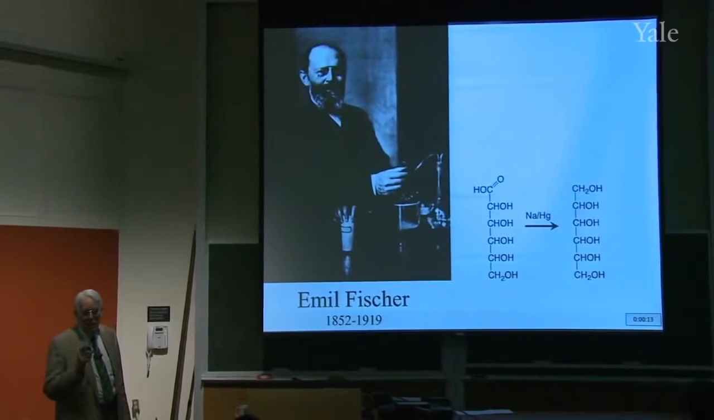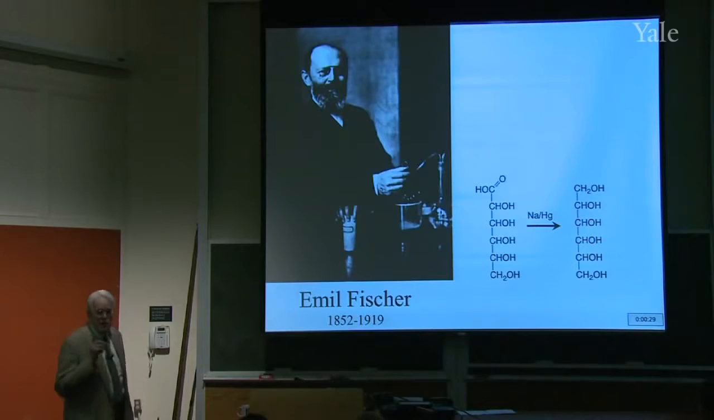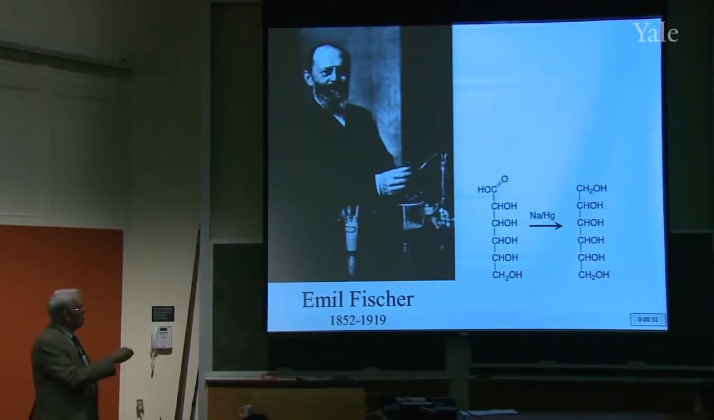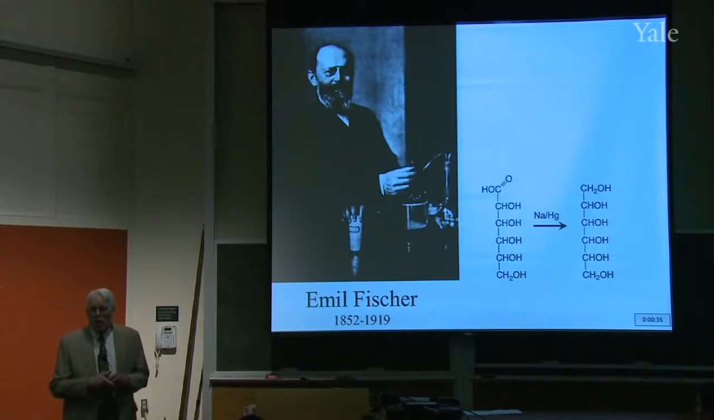One thing he did with Kiliani's acid, right? This is the acid you get by adding CN to the 5-carbon sugar and then hydrolyzing it. So Kiliani treated it with sodium and mercury and got mannitol. But Fischer did something different. Bear in mind, this is a reduction. So you take the acid all the way to the alcohol. It's very difficult to stop at the aldehyde.